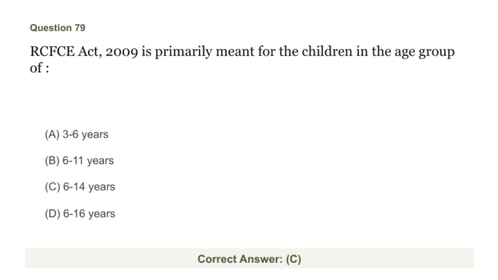It's interesting to note that while earlier age groups like 3 to 6 or 6 to 11 are also critical, the Act emphasizes the 6 to 14-year bracket because this is a key period for growth, learning, and forming the foundation for future development. Understanding the exact age group targeted by this legislation helps us appreciate its scope and relevance in shaping policies that support children during these formative years. So remember, the correct choice is C, 6-14 years.